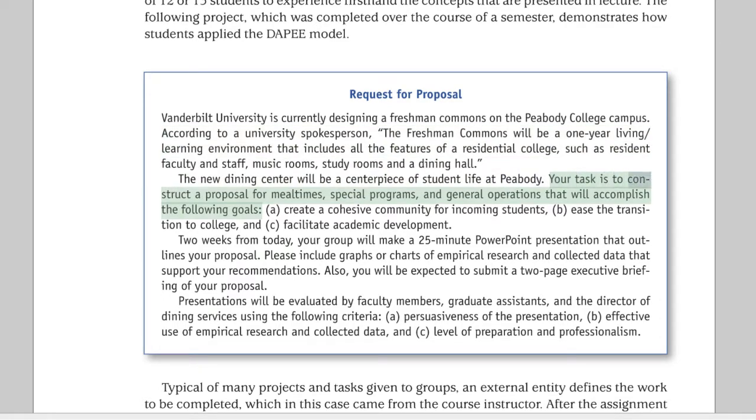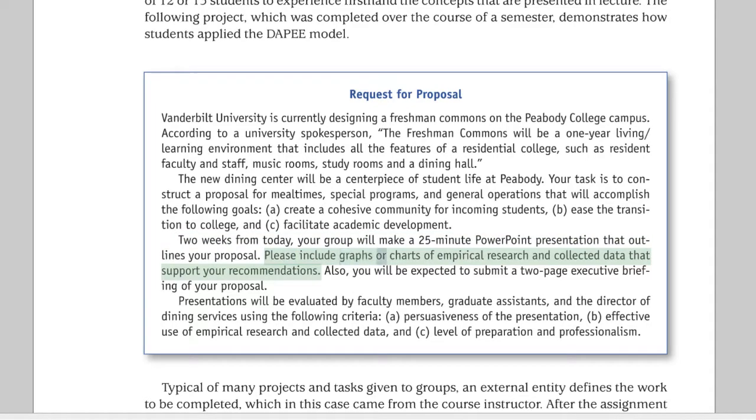Your task is to construct a proposal for meal times, special programs, and general operations that will accomplish the following goals. A. Create a cohesive community for incoming students. B. Ease the transition to college. And C. Facilitate academic development. Two weeks from today, your group will make a 25-minute PowerPoint presentation that outlines your proposal.